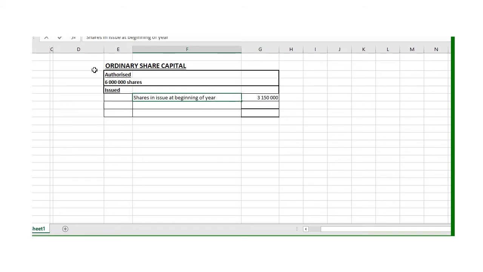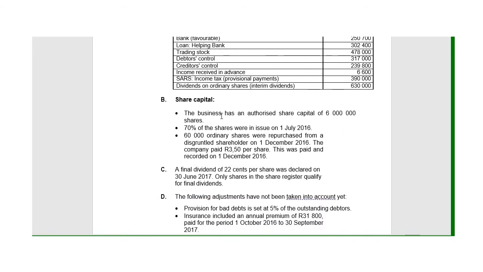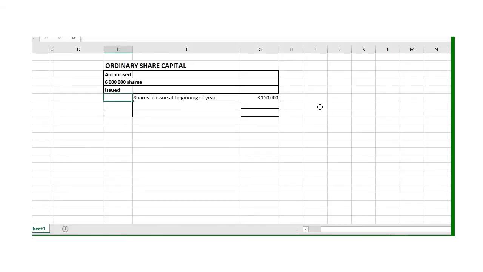But I must get a number of shares. I've got the value, but I haven't got a number yet. So maybe there's some more information. The first one there just tells me that there's 6 million authorized. No, nothing of that in the values. But the second bit says 70% of this 6 million were in issue at the beginning of the year. So 6 million is the number, 70% of that in issue. So 70% of 6 million will be my number in issue.